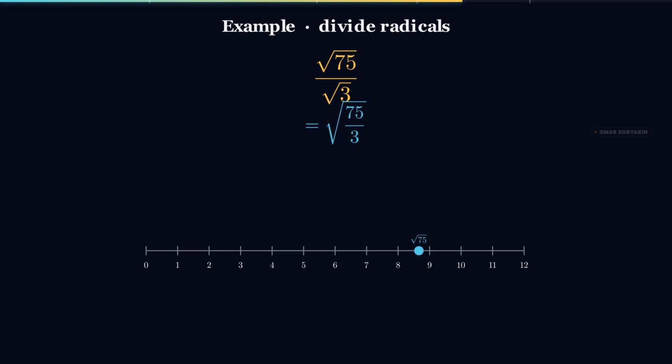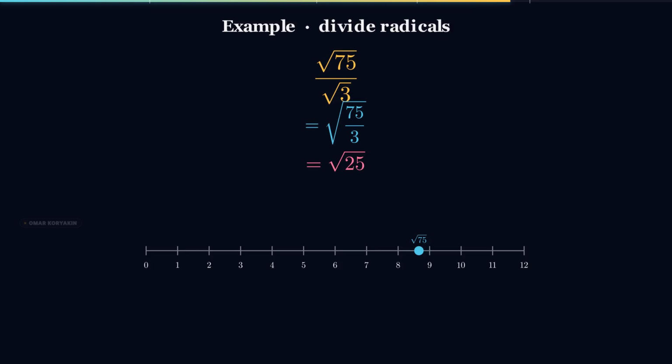Apply the quotient rule. Combine under one radical square root of 75 divided by 3. Simplify the inside. 75 divided by 3 equals 25. The expression is now the square root of 25. Take the square root. 25 is a perfect square. Its square root is 5.